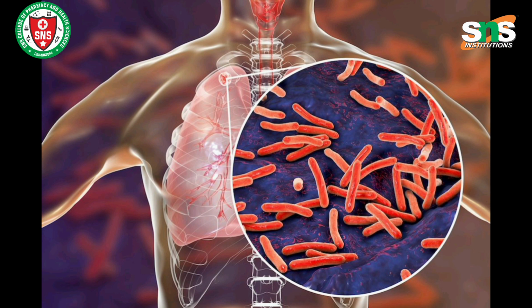So what is the specific test for this tuberculosis? It is a sputum culture and sensitivity test that was found to be positive for that person, and chest X-ray also shows that the person is having tuberculosis.